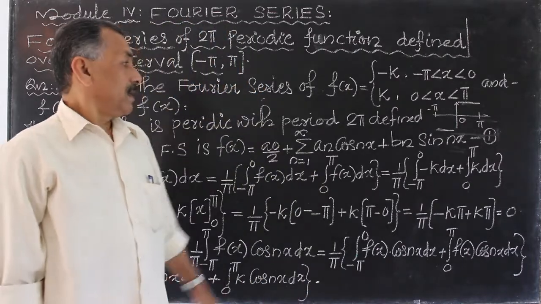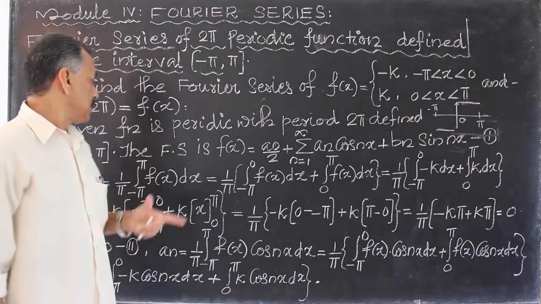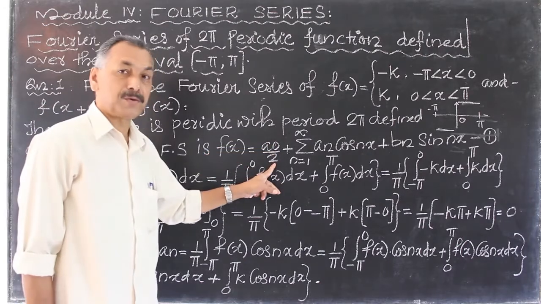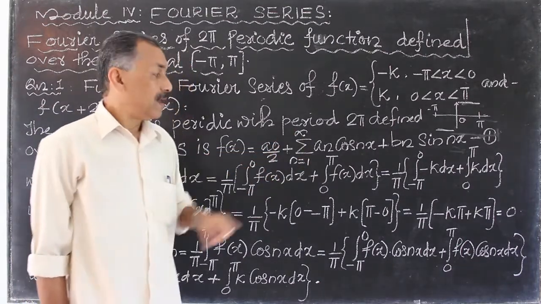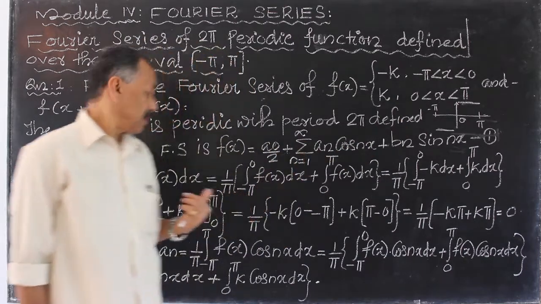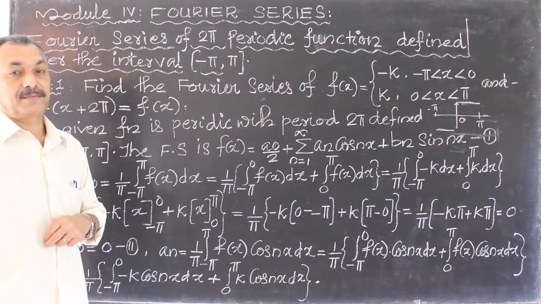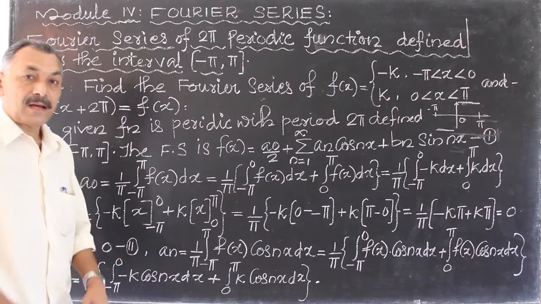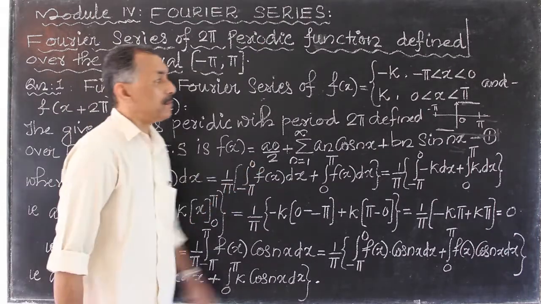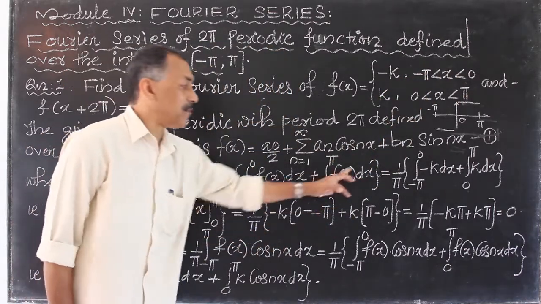Then what is the Fourier series expansion of the function? We know f of x is equal to a0 by 2 plus sigma n from 1 to infinity of an cos nx plus bn sin nx. What is a0? a0 is equal to 1 by pi integral minus pi to pi f of x dx. Split this into two integrals: one from minus pi to 0 of f of x dx, plus 0 to pi f of x dx.